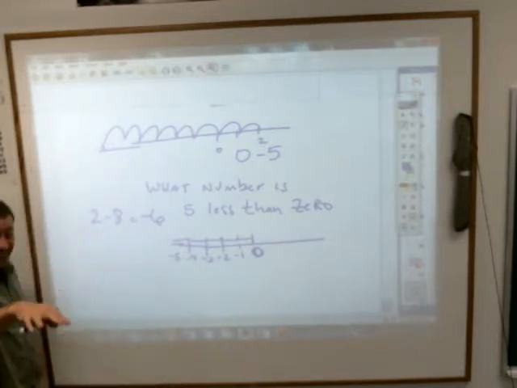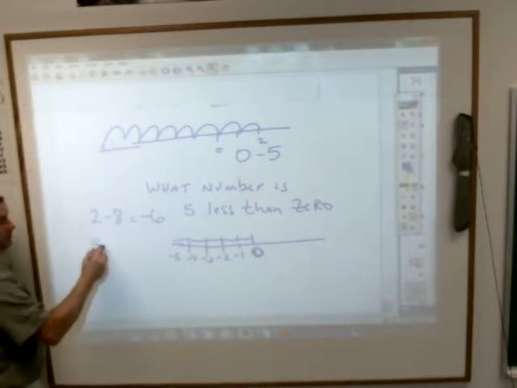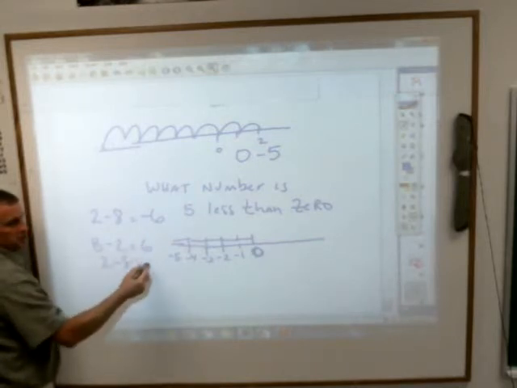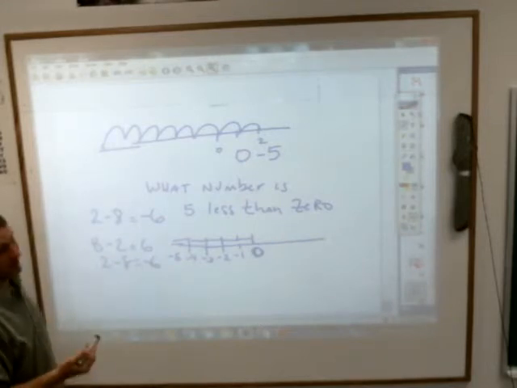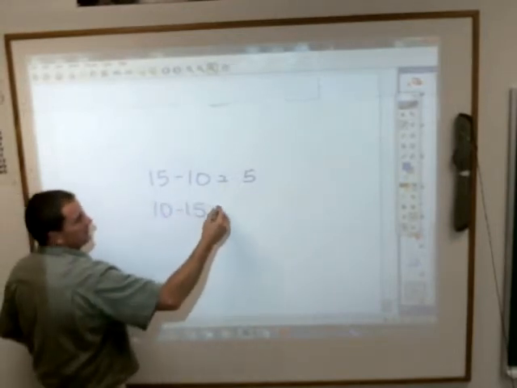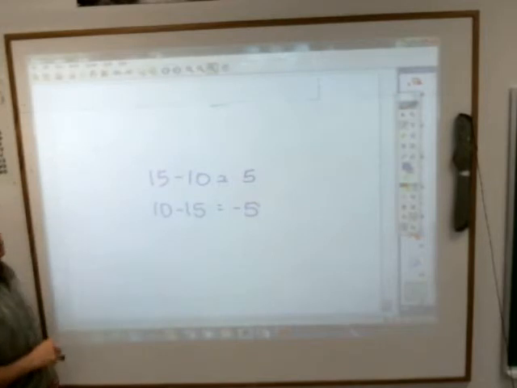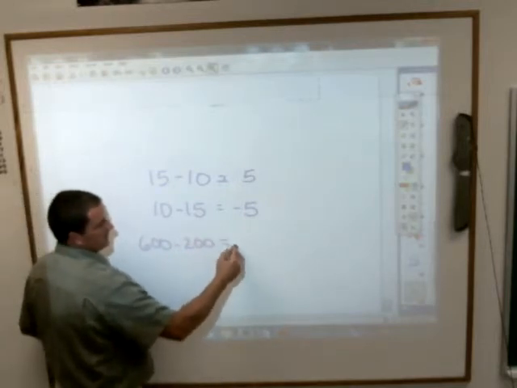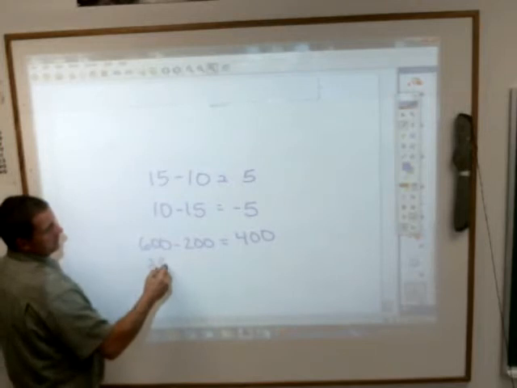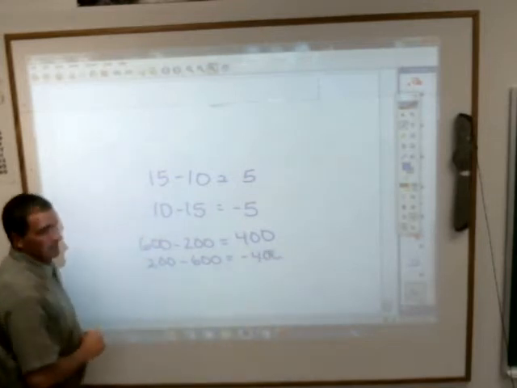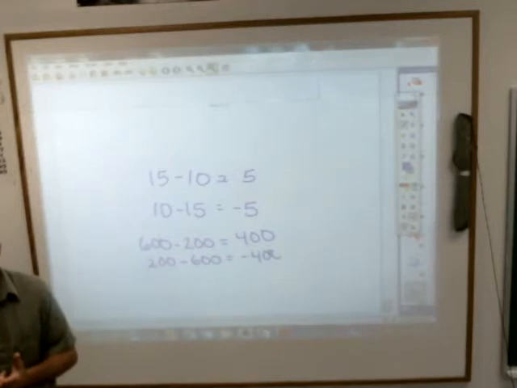By the way, take a look at the pattern of this. 8 minus 2 is a regular 6. 2 minus 8, same digit, just its opposite. So watch how nicely this works out. If you have 15 minus 10, that is 5. But if I take 10 and subtract 15 from it, it's negative 5. Same digit, just its opposite. How about this? 600 minus 200 is 400. Well, 200 minus 600 is negative 400. So if you can get the subtraction done by flipping the numbers over, you just put a negative with it.